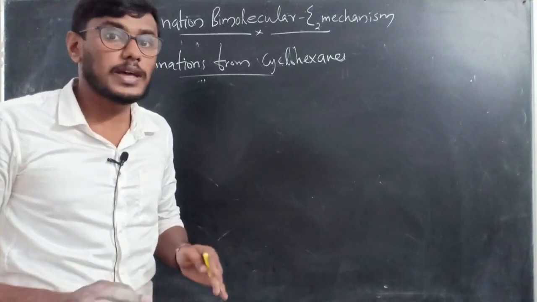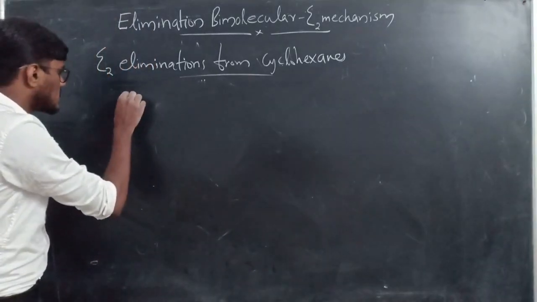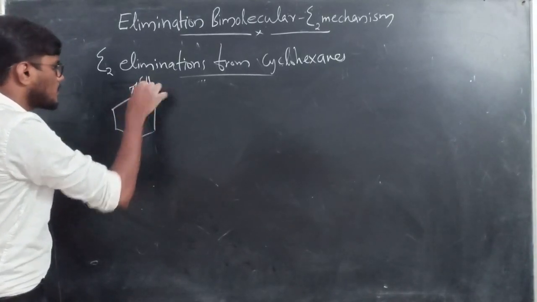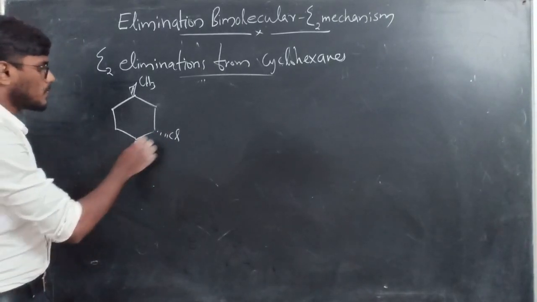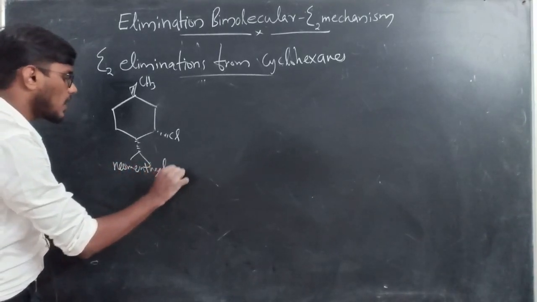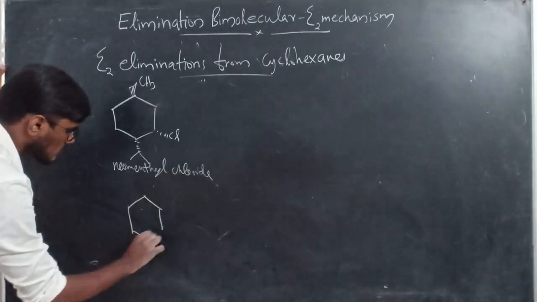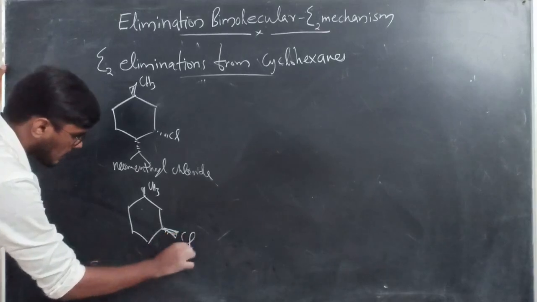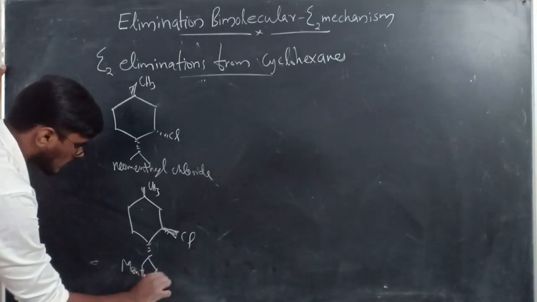Now we are going to take two diastereoisomers of cyclohexyl chlorides. This is the two diastereoisomers. One is CH3, chlorine, and this is the isopropyl group, a bulkier group. This is called neomenthyl chloride. And another one is like this, CH3, Cl, and here the isopropyl group. This is menthyl chloride.